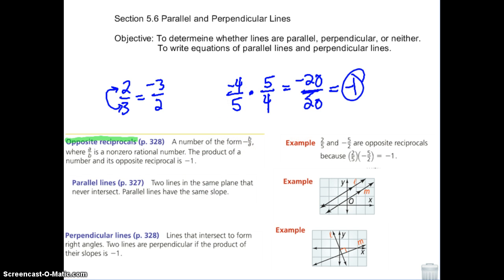Now, parallel lines. This is an example right here of parallel lines, lines that will never touch or never intersect. And here's the key term: parallel lines have the same slope. Perpendicular lines, where it's a line that intersects with another line and makes a 90-degree angle or a right angle, the two lines are perpendicular if the product of their slopes is -1, meaning that their slopes have to be opposite reciprocals. So today we're going to focus on the parallel lines part and try to see if we can find lines that have the same slope.